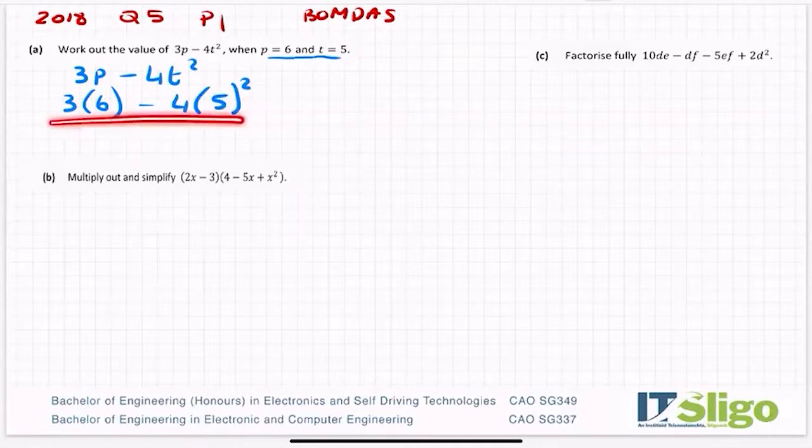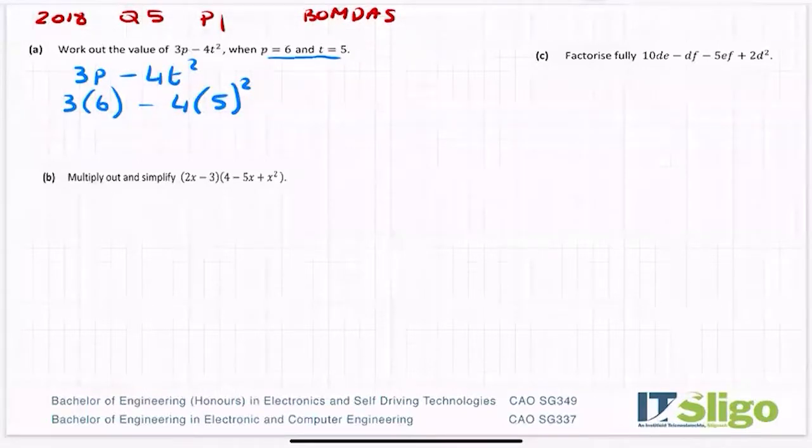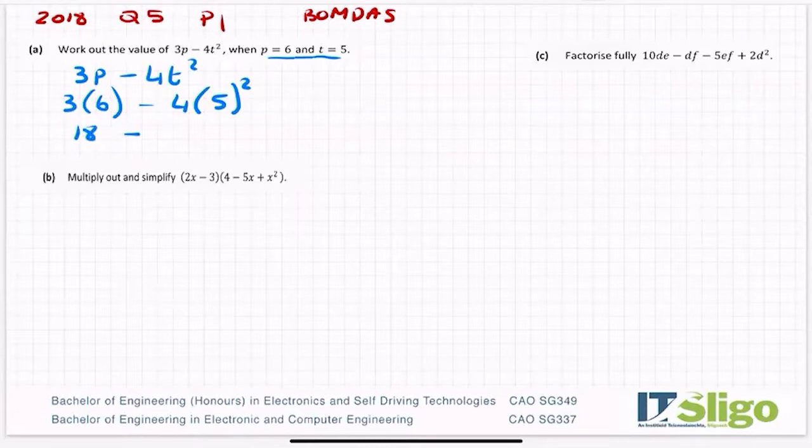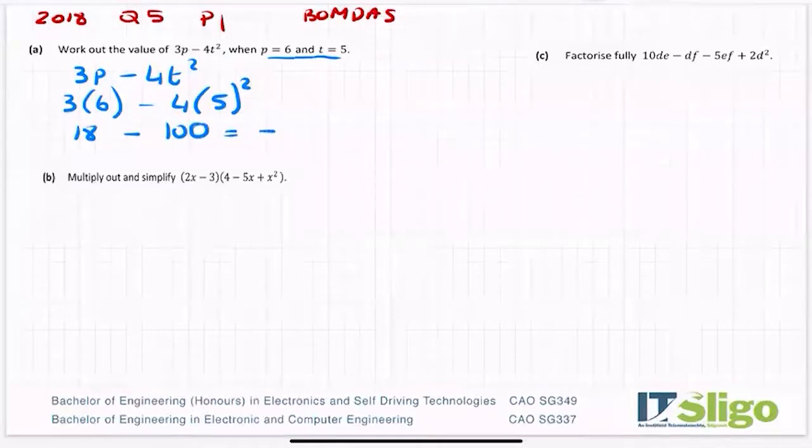If you put all that into the calculator in one go, though, you won't see that. You won't see an error because the calculator is programmed with BOMDAS. Okay, so if I put into my calculator 4 5 squared, I am going to get the right answer because the calculator works with BOMDAS. So I got minus 82 for that one.